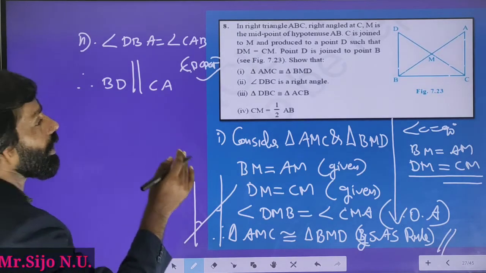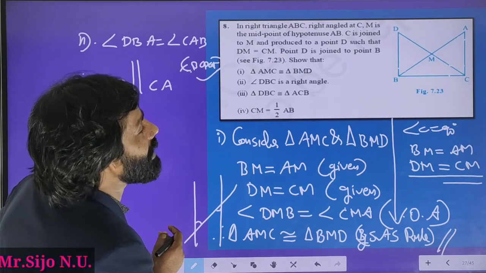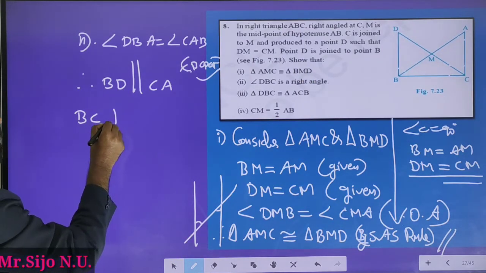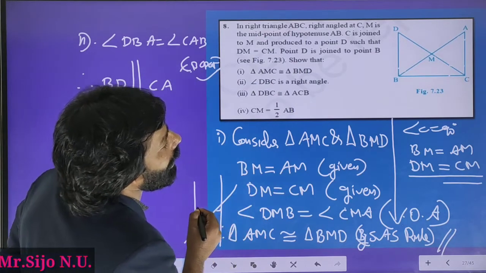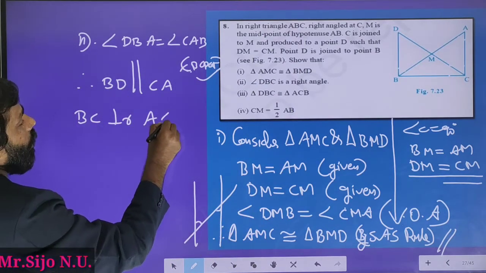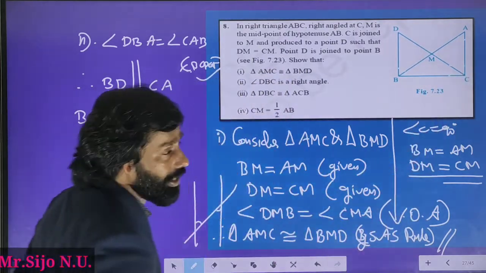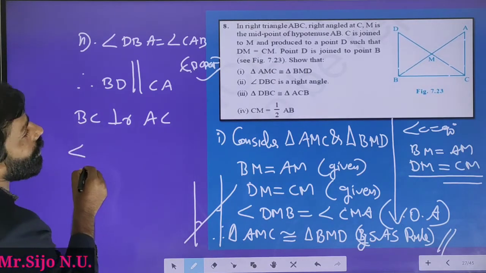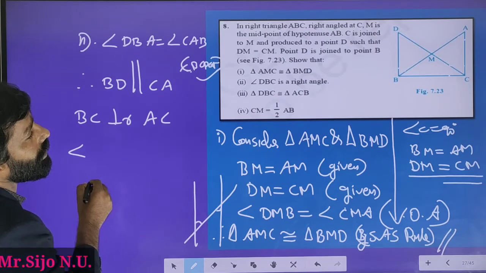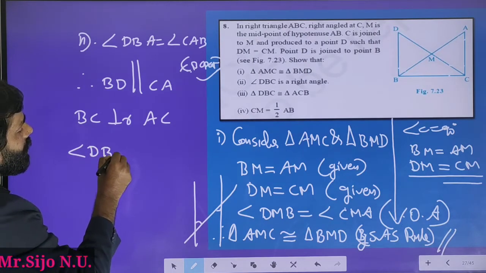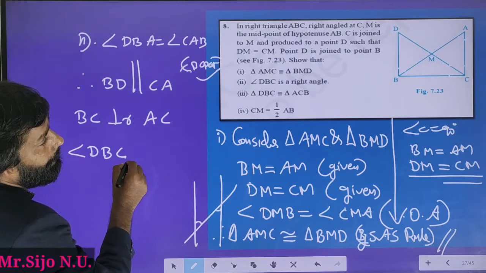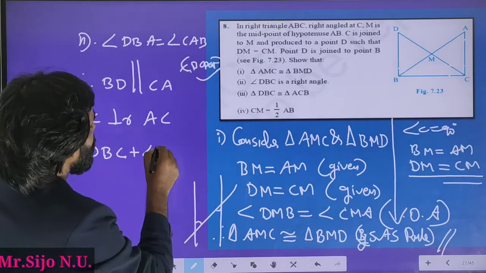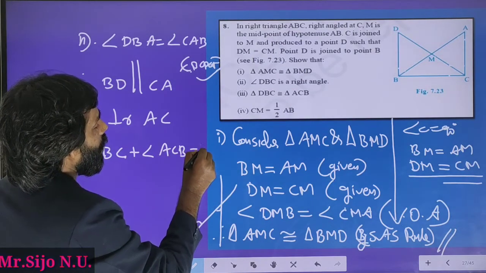So we know already it is given that BC is perpendicular to AC, or it is given that this angle equal to 90 degree. So we know if these two are parallel, we can write angle DBC plus angle ACB should be 180 degree.